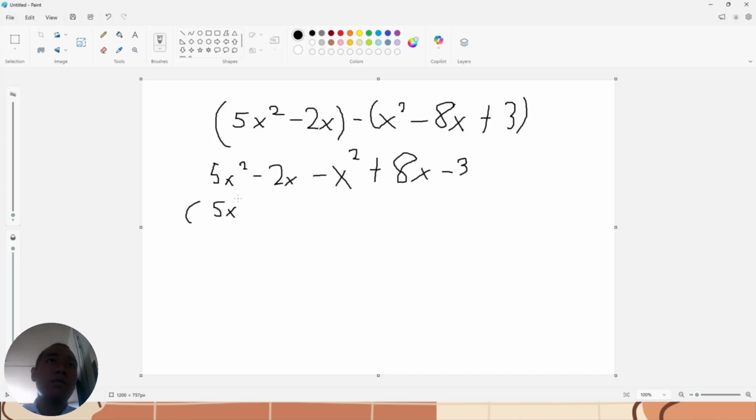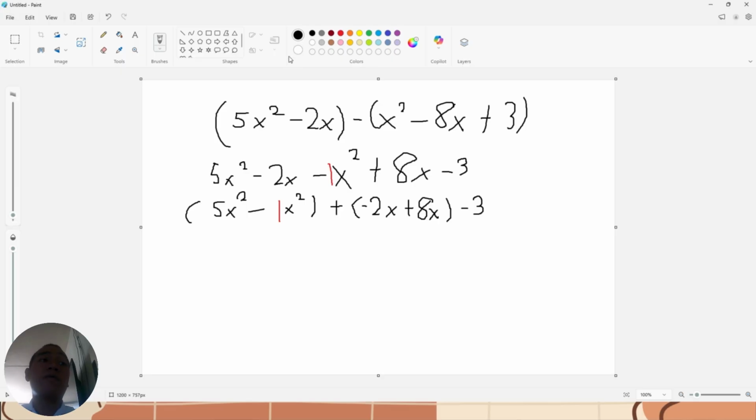You group it up like 5x squared minus, notice how there's no number here. Always assume that if there's a variable with no coefficient, it's always 1. So it's 1x squared. And then the next is negative 2x plus 8x. The constant can remain outside.